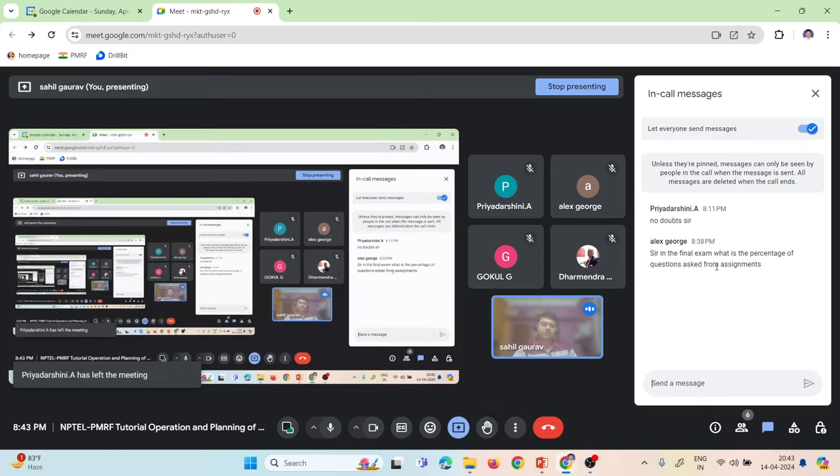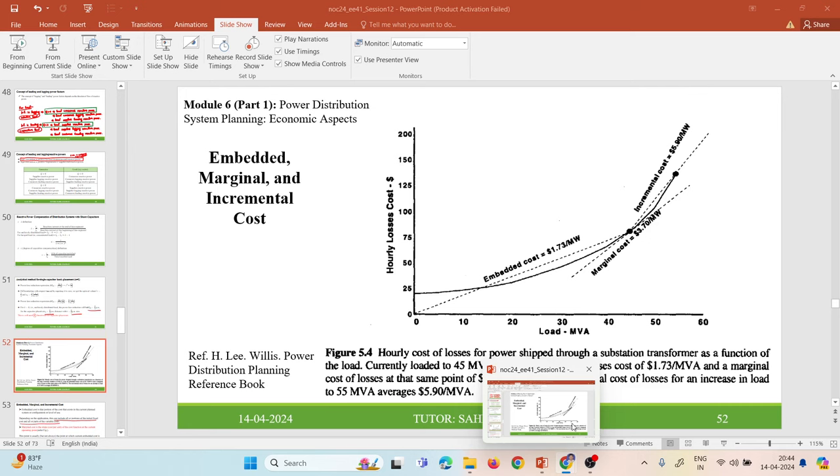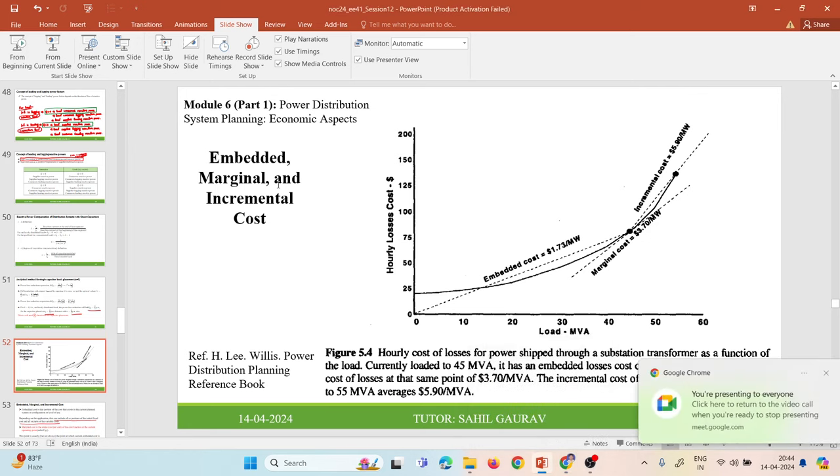In the final exam, what is the percentage of questions asked from assignments? I can say most of the problems are similar to the assignments and tutorials. If you have covered the problems, then you will definitely get good grades. It does not mean the problems will be exactly the same. Some problems may or may not be the same, but definitely they will be similar.